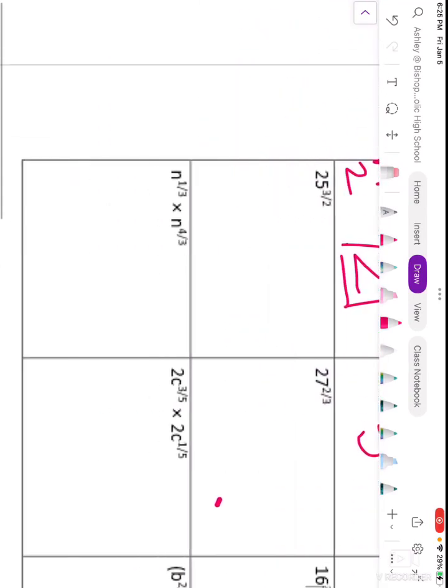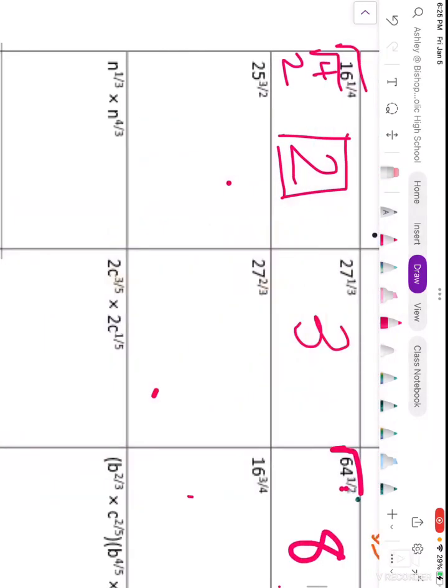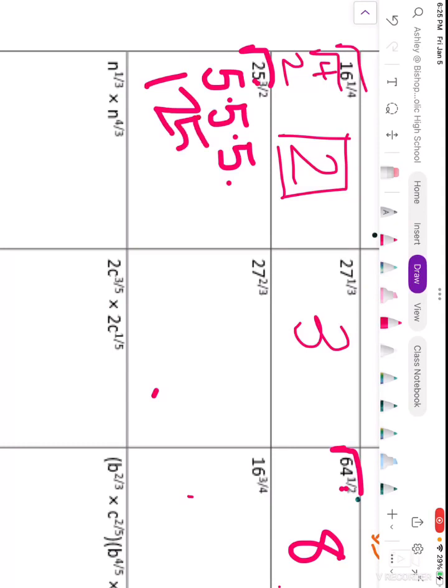Back over here, 25 to the 3 halves. So first we want to figure out 25 to the 1 half. So like the square root of 25 is 5. But we don't have just 1 half, we have 3 of them. So 5 times 5 times 5. And 5 times 5 times 5 is 125.